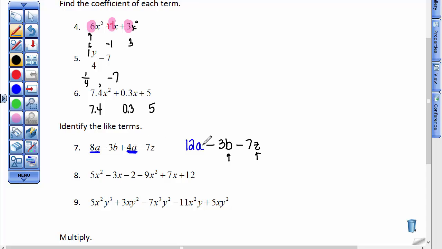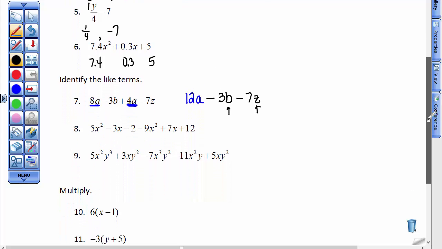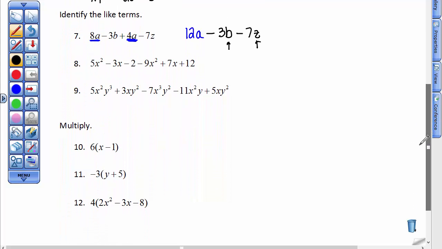You don't do anything with the a, you're just adding the coefficient. Again, my goal here was just to identify the like terms, so I'm just going to do that now. I'm not going to simplify these expressions. So this 5x squared and the -9x squared are like terms because they both have an x and they're raised to the second power. That's why they're like terms.